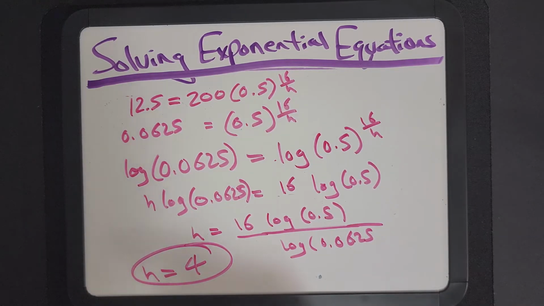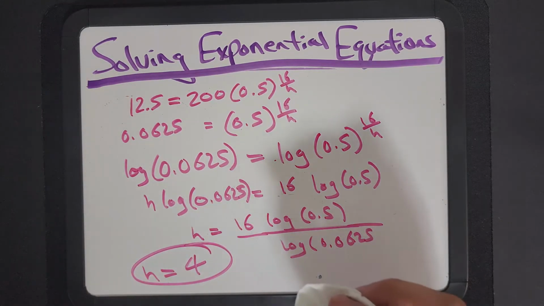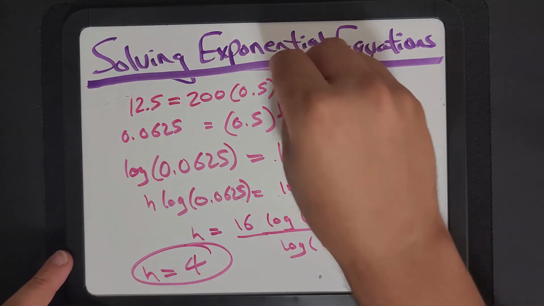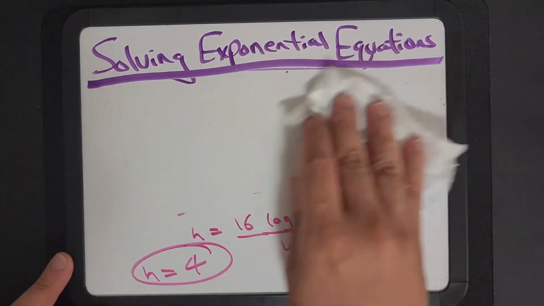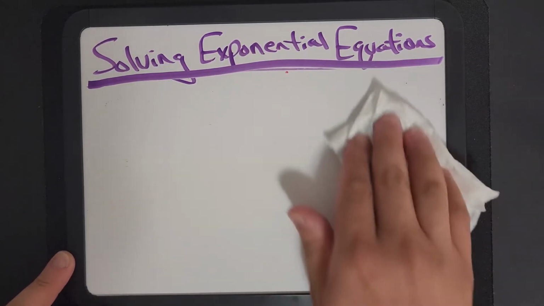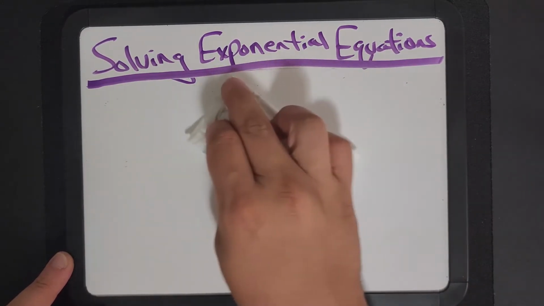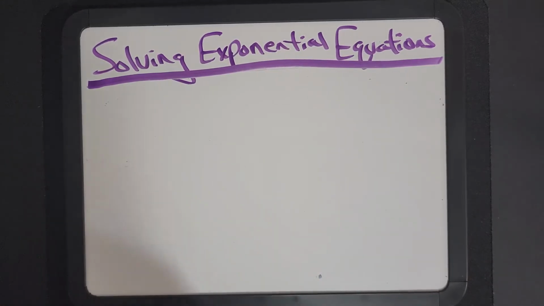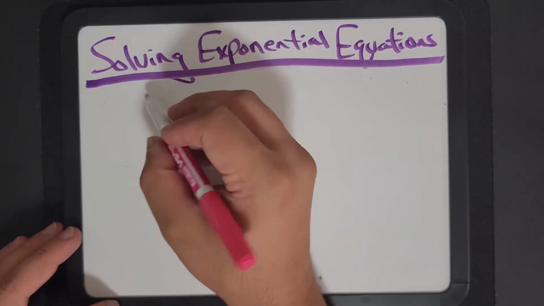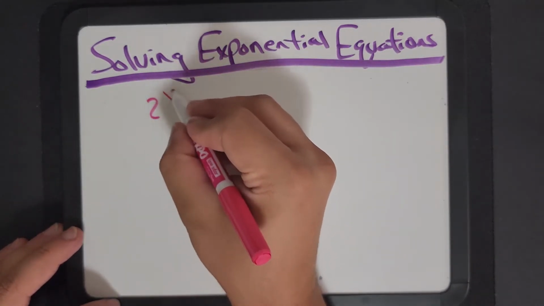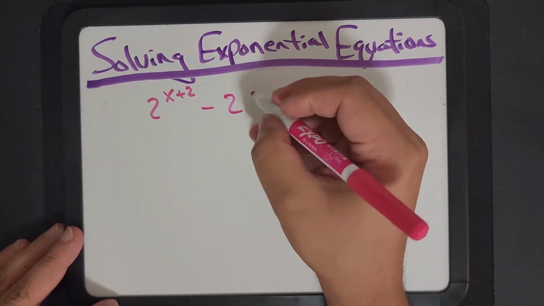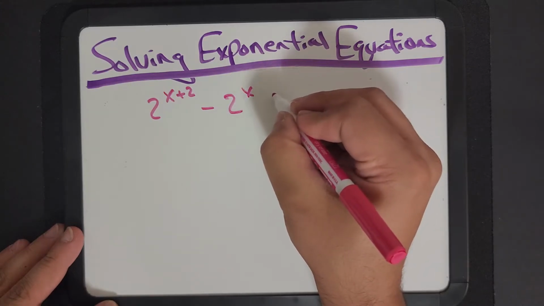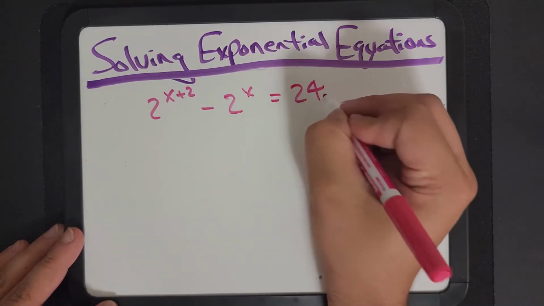So yeah, let's move on to another example. Let's do this. 2 to the power of x plus 2 minus 2 to the power of x is equal to 24.